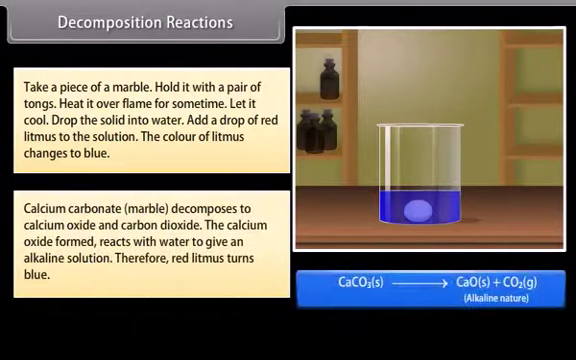Calcium carbonate marble decomposes to calcium oxide and carbon dioxide. The calcium oxide formed reacts with water to give an alkaline solution. Therefore, red litmus turns blue.